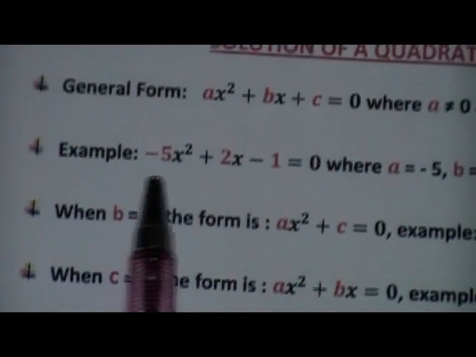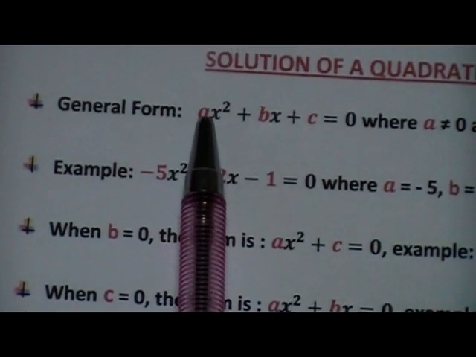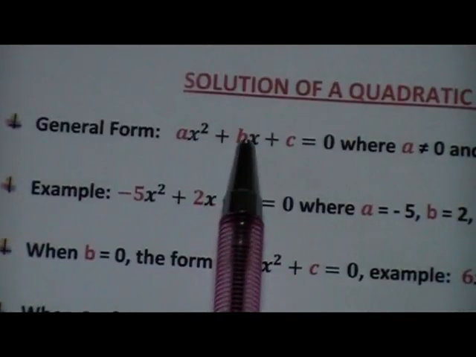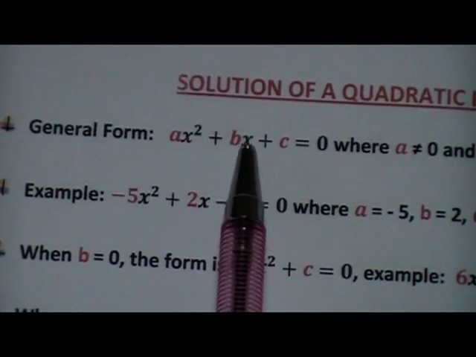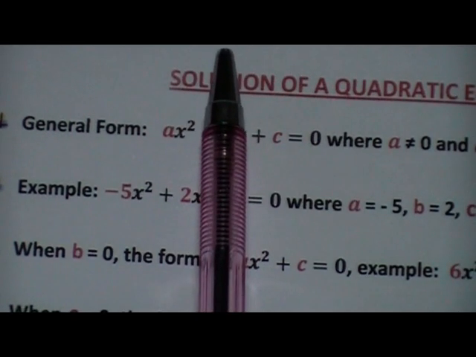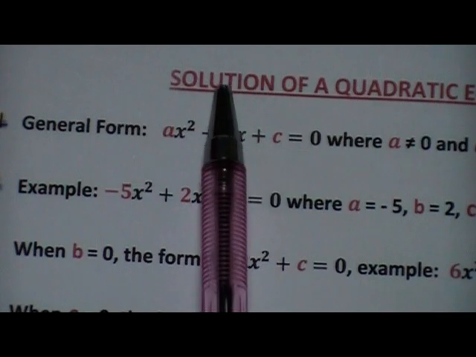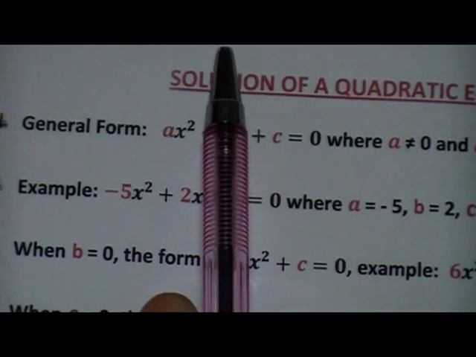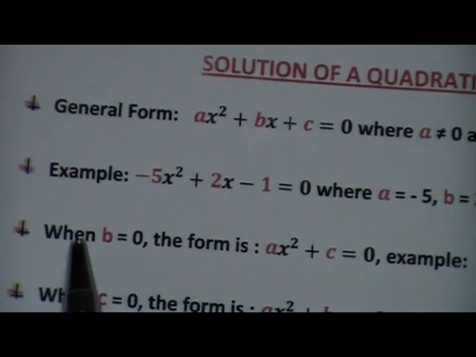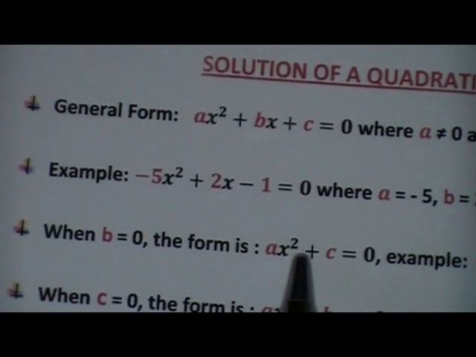Now, as mentioned before, a cannot be equal to 0. However, b and c can. When b is equal to 0, notice what will happen. The product of b and x will be 0, and so you will not have the bx term anymore. You'll only have ax squared plus c equals 0. So when b is equal to 0, the form is ax squared plus c equals 0.